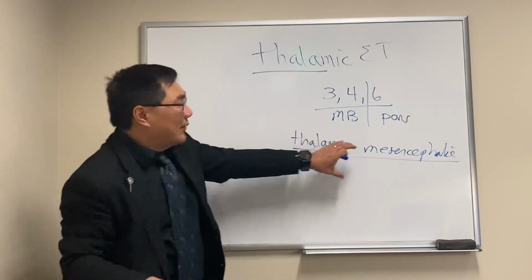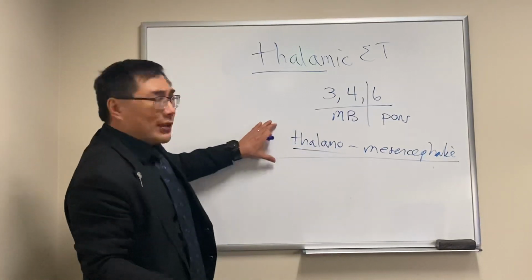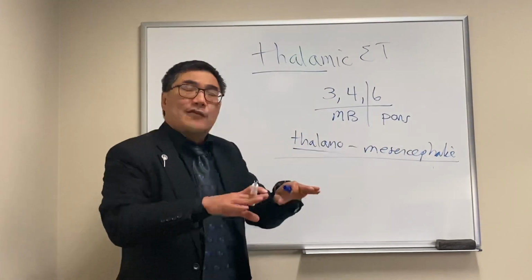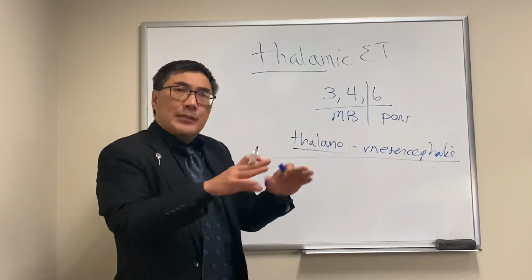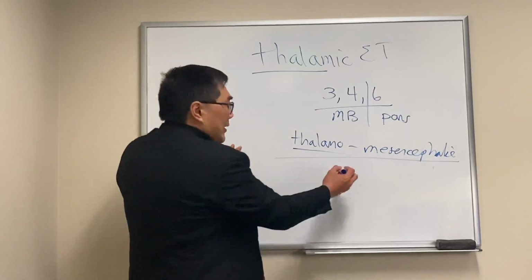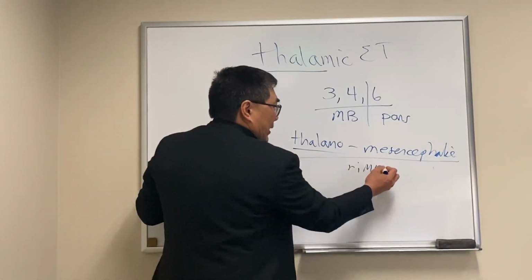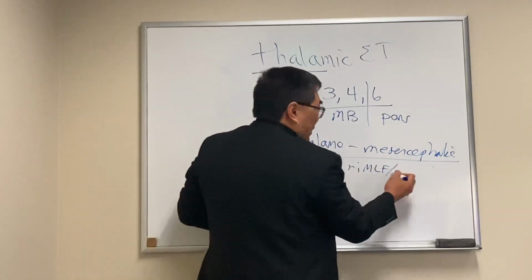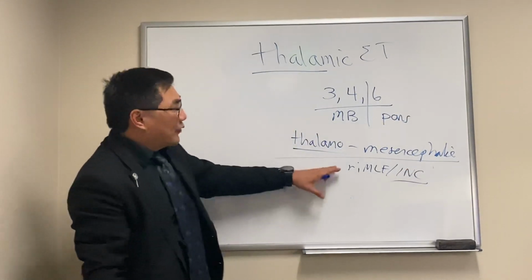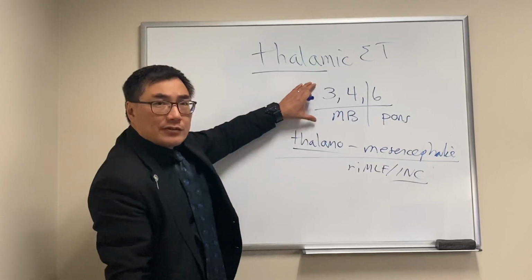And so patients who have dorsal midbrain syndromes or thalamic strokes or thalamo-mesencephalic junction lesions often have vertical gaze abnormalities because the vertical gaze center lives in the thalamo-mesencephalic junction, and that is the rostral interstitial medial longitudinal fasciculus, as well as the interstitial nucleus of Cajal, the vertical gaze center. And that vertical gaze center is talking to cranial nerves 3 and 4.